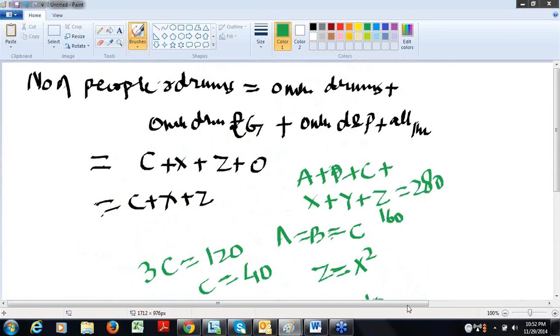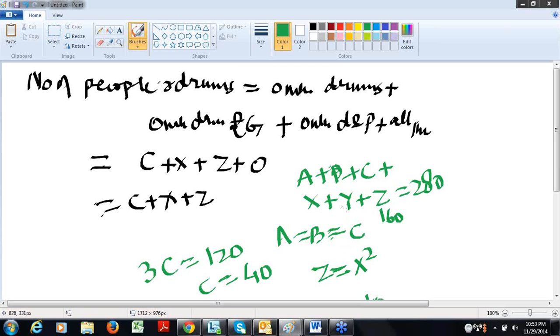Let me explain once again for those who have not understood. So the number of people who play drums will be only drums, drums and guitar, drums and piano, and all three. So only drums C, drums and guitar X, drums and piano Z, and all three has been given 0. So it will be C plus X plus Z. Also, it has been given that each of them plays at least one musical instrument. That means A plus B plus C plus X plus Y plus Z will be equal to what? 280. 280 is the total number of students.